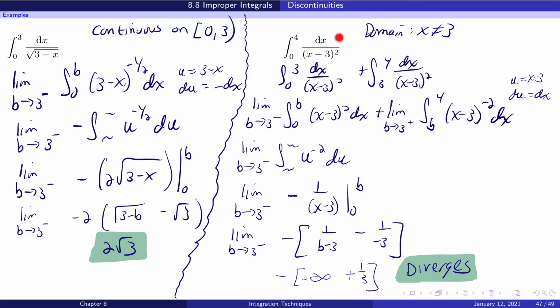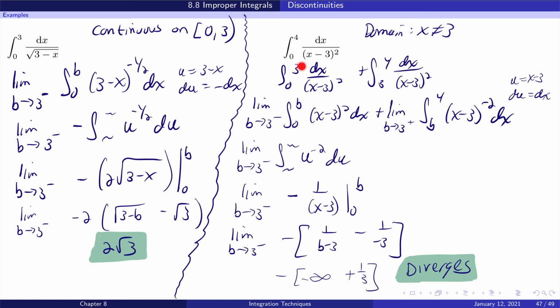This time, and these are the dangerous ones, because if you just plow ahead without looking, you might get a wrong answer. 0 to 4 has a domain restriction at 3, because at 3 this function does not exist. So you're going to need to take 0 to 4 and split it up into 0 to 3 and 3 to 4. So we have to evaluate both of these. Now there's a little bit of good news. If either one of these diverges, or if one of them becomes infinity, then you can stop, because infinity plus any quantity is still infinity, and that's what's going to happen here.